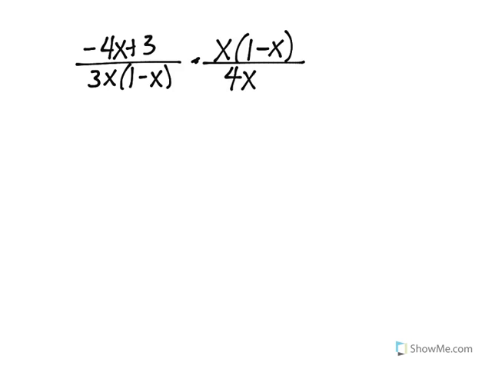There's actually multiple things that will cancel out here. We're going to do just one at a time. So we're going to cancel out the 1 minus x's. Those will cancel. We're going to cancel out the x. I'm going to rewrite this right now as negative 4x plus 3 over 3 times 4x minus 3.